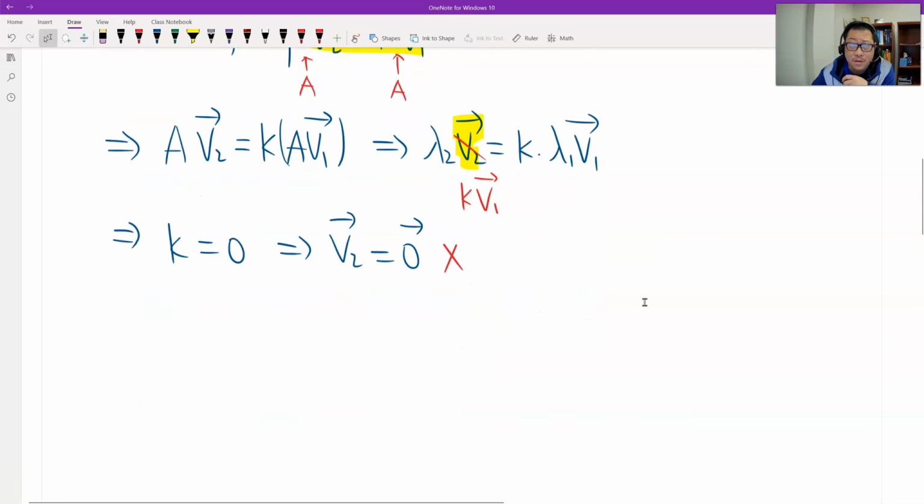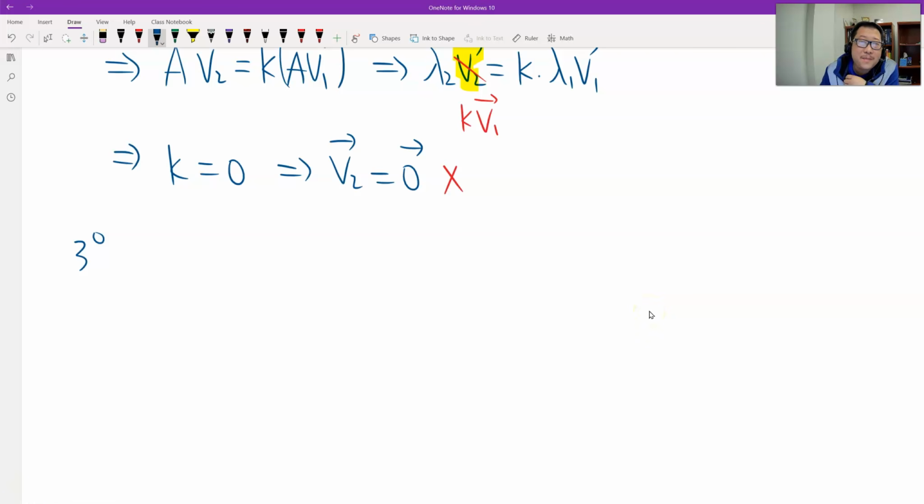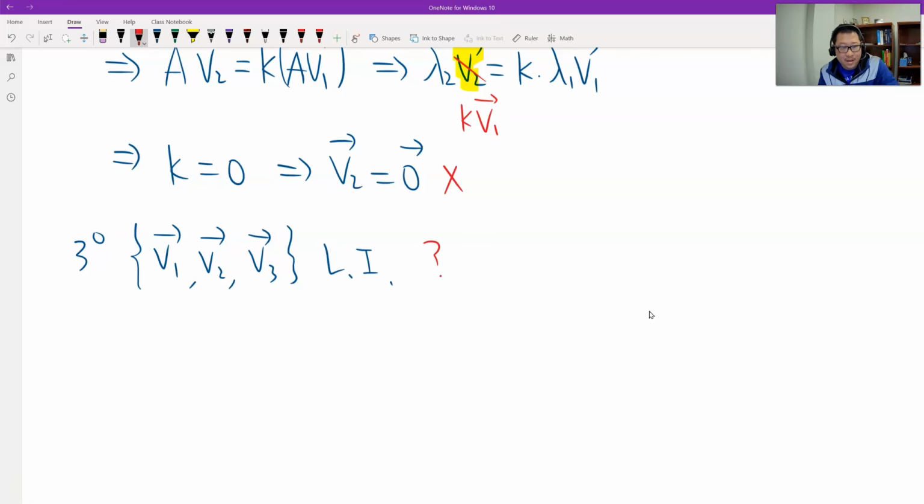Let's do one more. How about 3? For 3 it is very similar. So look at V1, V2, and V3. Are these linearly independent? I say yes, but we need to explore why. So follow the same idea we did in the second step with two vectors. If these three are not linearly independent, therefore linearly dependent, one should be a linear combination of the other two. Let's say V3 is a linear combination of V1 and V2.